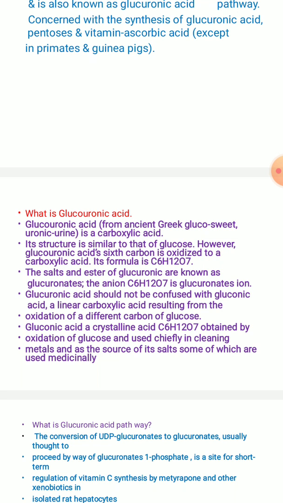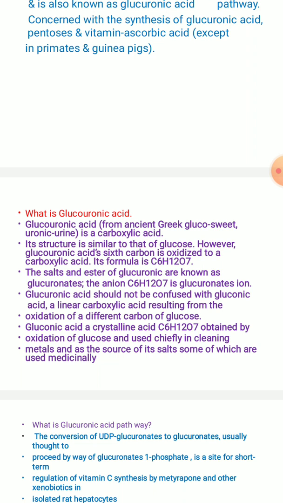The sixth carbon atom of glucuronic acid is oxidized to form a carboxylic acid. So its formula is C6H12O7. The salts and the esters of glucuronic acid are also known as glucuronates, which are formed in this pathway, glucuronates.